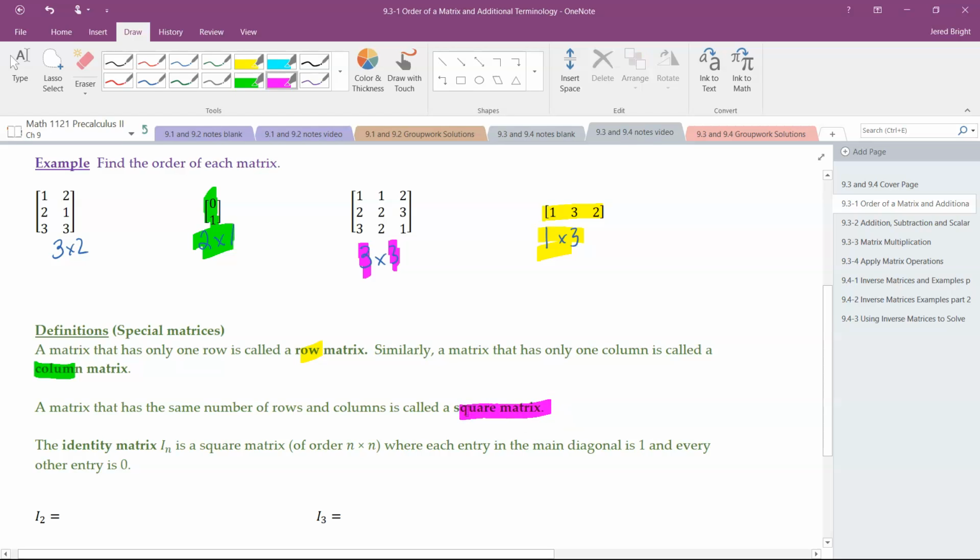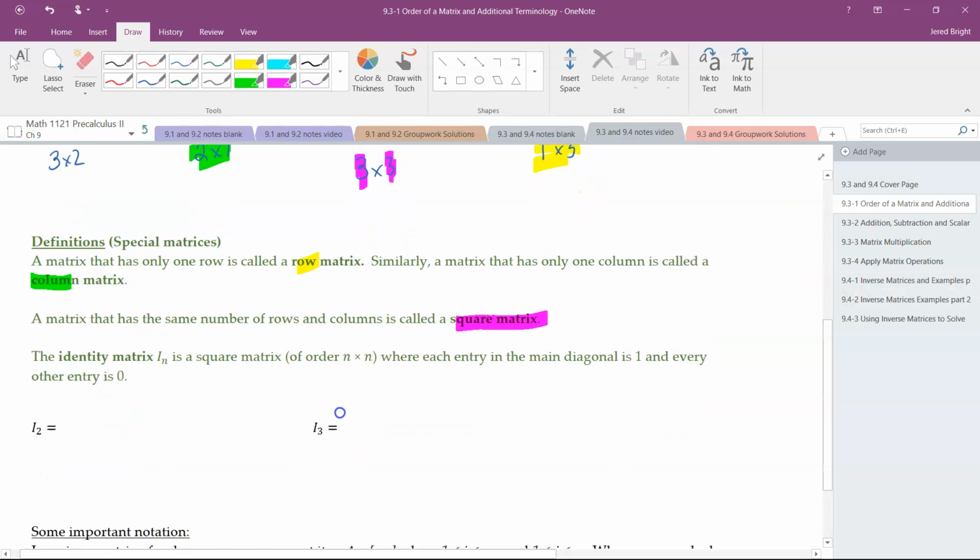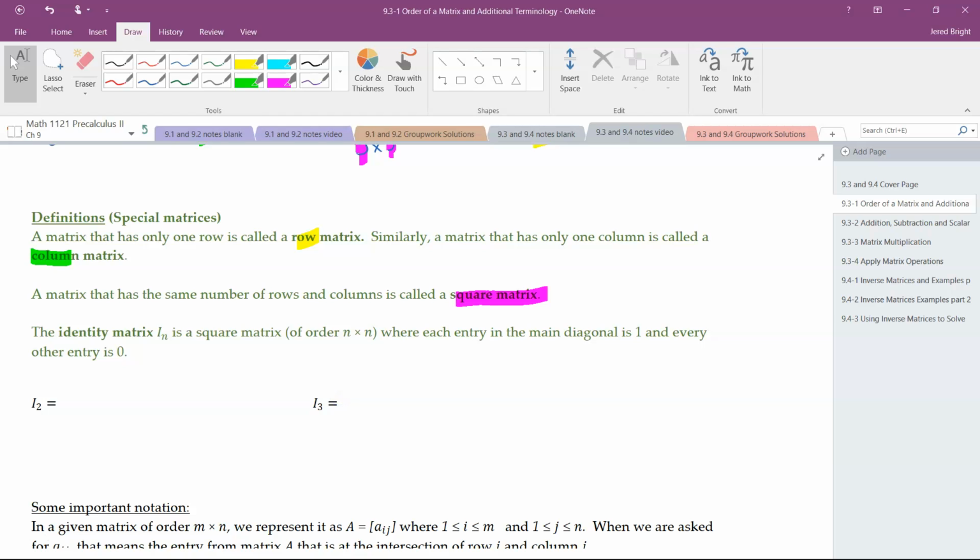Okay, the last type of matrix that we need to be really familiar with, and this happens to pop up all over, mainly in the next section 9.4, is the identity matrix. Okay, and we call this identity matrix of order n. It's going to be a square matrix where the main diagonal is 1. So when we have a 2 by 2 matrix, it would look something like this, and then the off diagonal elements are 0. Okay, so 1's on the diagonal, 0's on the off diagonal.